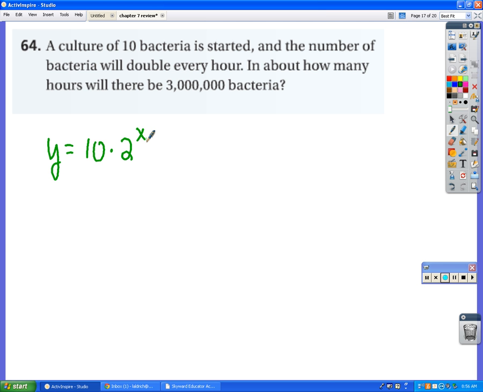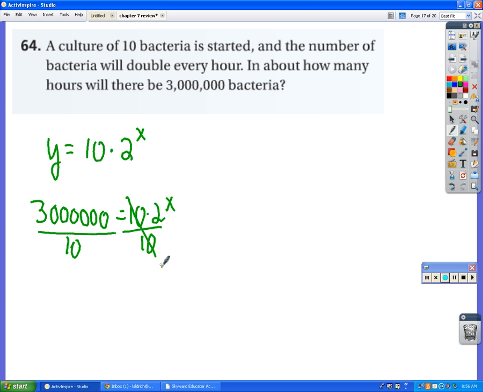And about how many hours will there be 3 million bacteria? Where does the 3 million go? For the y. So 3,000,000 equals 10 times 2 to the x. So what do I do to solve? Not yet. Divide by 10. Yeah, so that cancels. Take out the 0. 3 million divided by 10 is going to be 300,000.